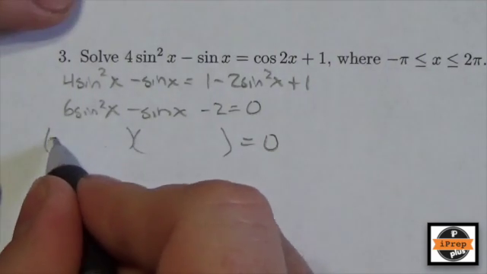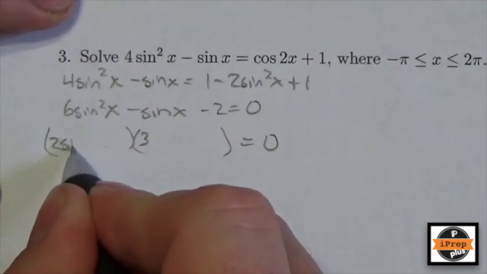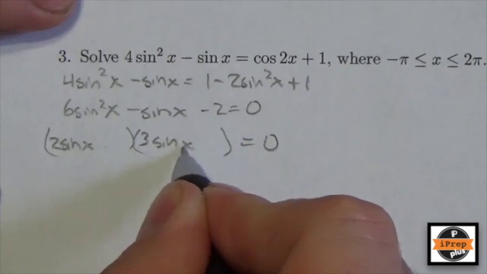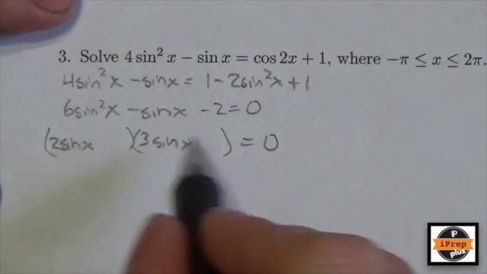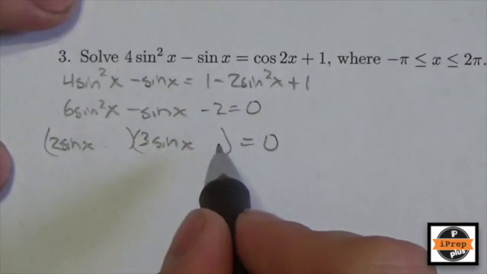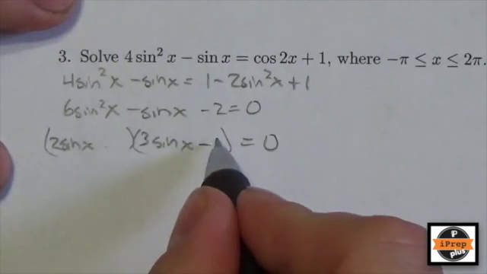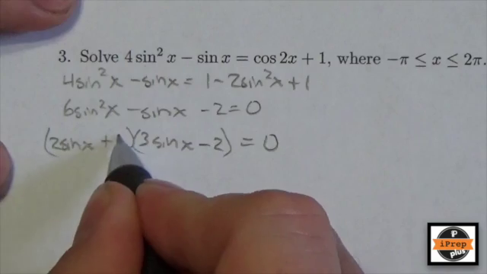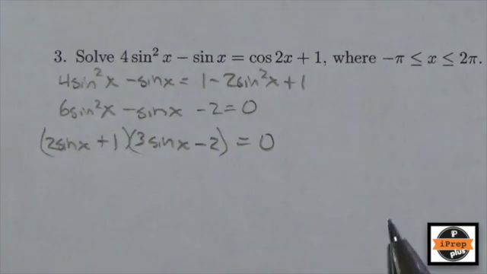The factors of 6 here are going to be 2 and 3, so it'll be 2 sine x, 3 sine x, and then what do we got here? This needs to be negative, positive. Okay, so it's going to be negative 2, looks like, and then plus 1 to finish that off there.